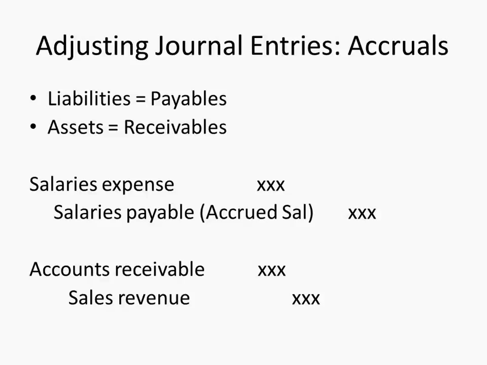So this would be the type of journal entry that you'd make for your payroll. You'd figure out how many days have gone by, what your payroll normally is. You figure out how many days have been earned by your employees as of the end of the period. And you debit salaries expense. You credit either accrued salaries or salaries payable for that amount. Okay, so that would be one type of adjusting entry.